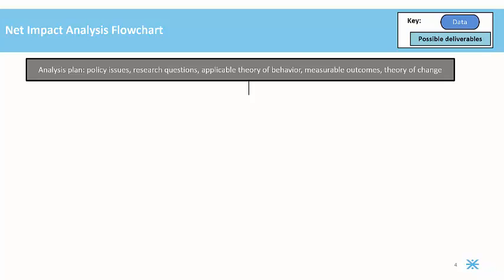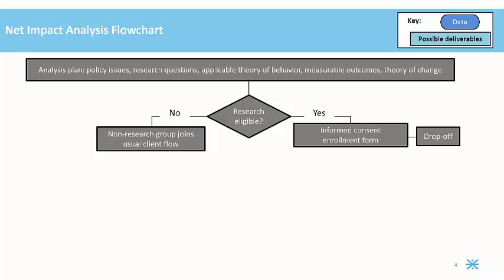You see that the first decision diamond is whether or not subjects are research eligible. One of the most important objectives of impact analysis is minimizing disruption of usual procedures for an agency or organization. And if you have, say, hundreds of thousands of people going through your program, you might need only a fraction of them for impact analysis, and therefore you should set up a procedure where most of your activity won't be disrupted.